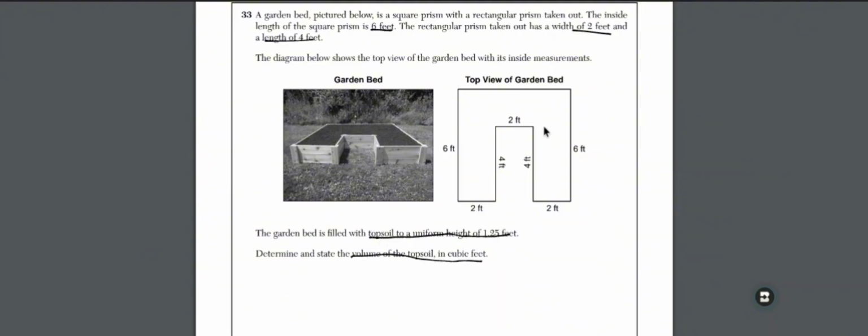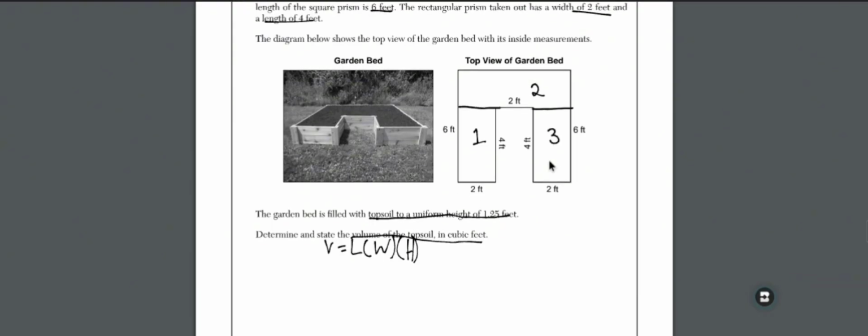So I see the shape, I need to determine the volume, right? And they're all squares and rectangles, so I know my formula is just going to be V equals length times width times height. Okay? So I'm going to split up my top view into this rectangle right here, this rectangle right here, and this rectangle. So I'm going to get rectangle 1, rectangle 2, and rectangle 3.